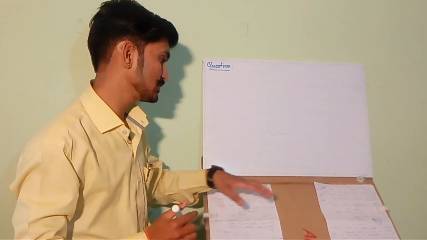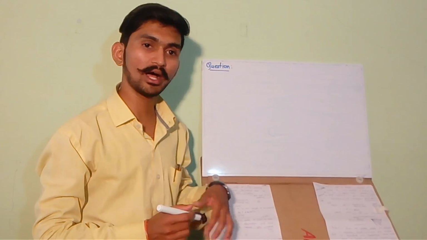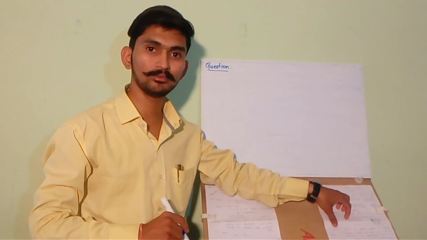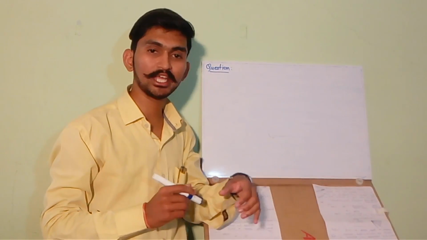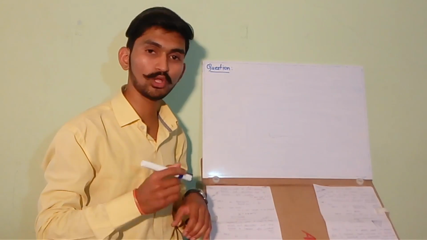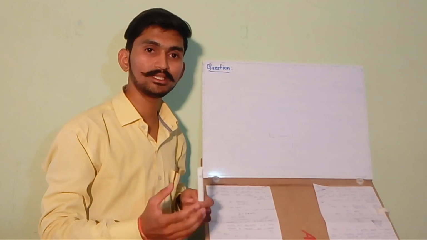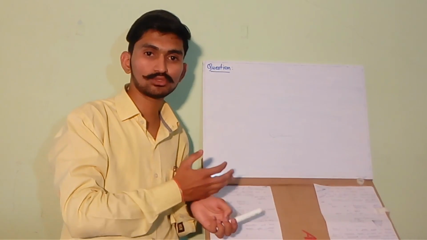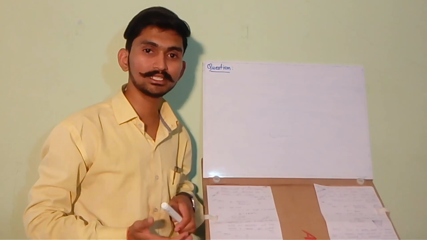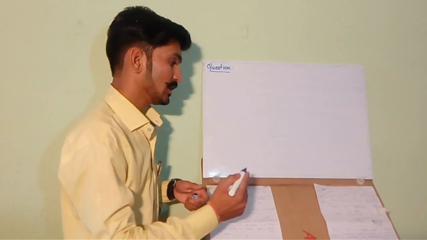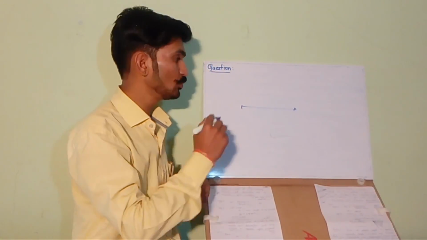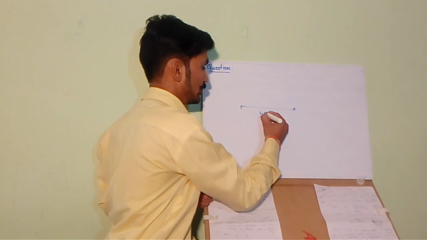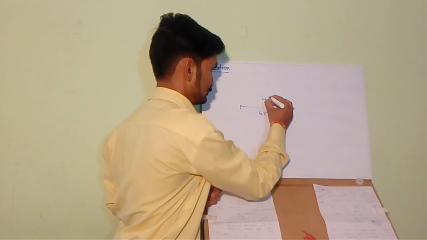The next question is: in a map of Bhopal, a distance of 36 kilometers between two locations is shown by a line of 45 centimeters long. Means they have provided the actual distance or actual size of the object and the drawing size of the object, because a 36 kilometer distance between two locations is shown by 45 centimeters.